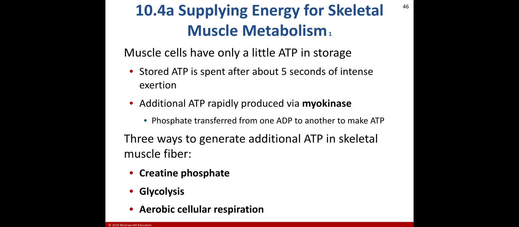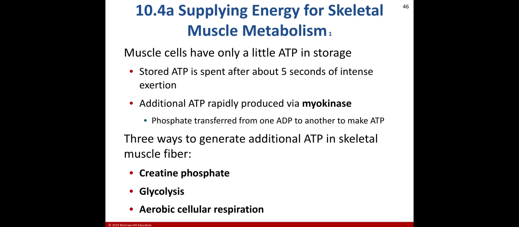So to do this, you've seen that we need energy. We need ATP, right? We have to bind that to our filaments. Well, muscles only have a little bit of ATP stored in them. They've got about 5 seconds of intense exertion. Additional ATP can be made with something called myokinase, which is going to take a phosphate from one ADP to make an ATP.